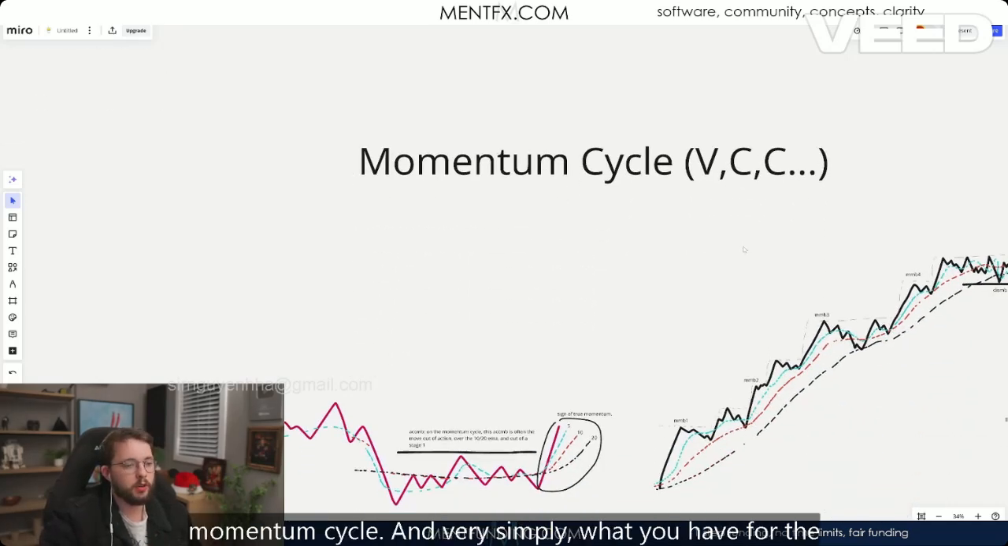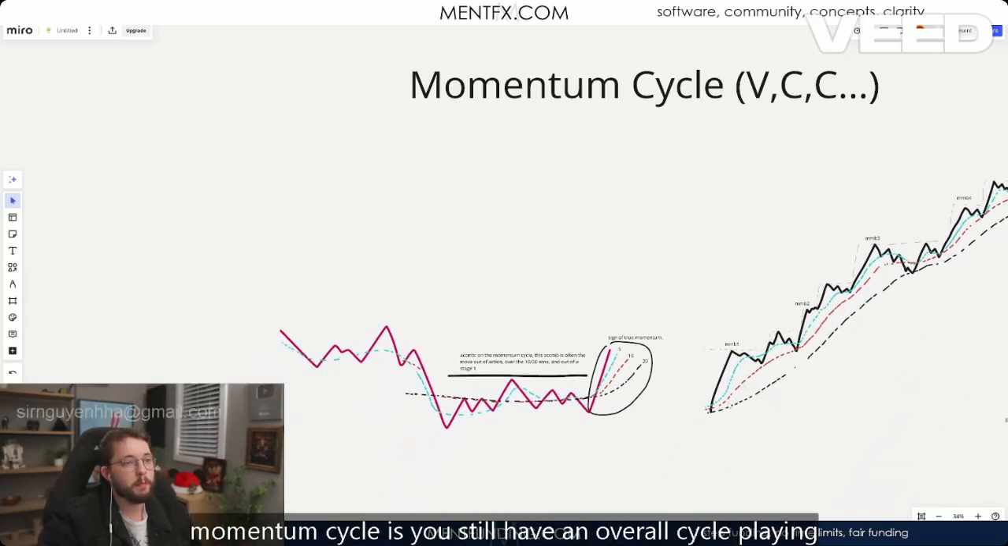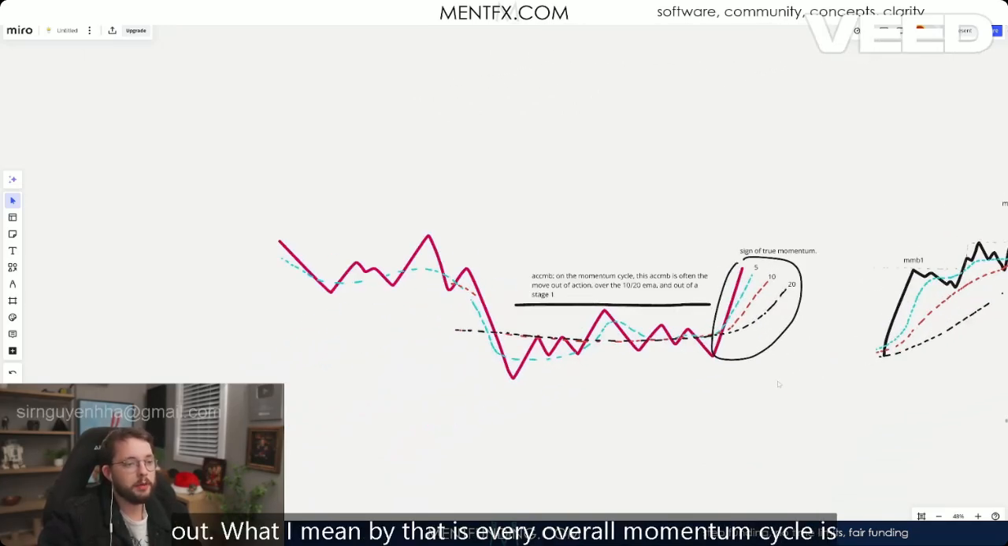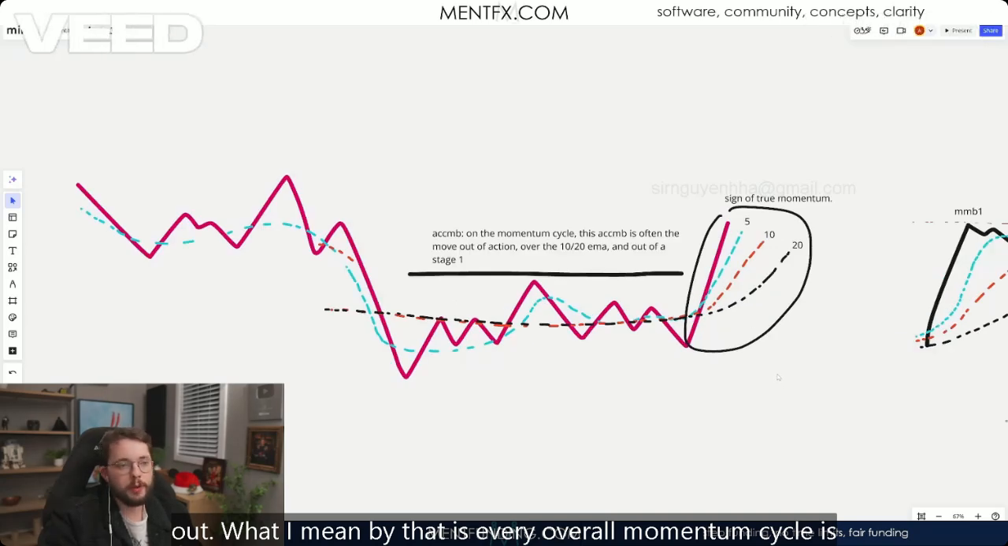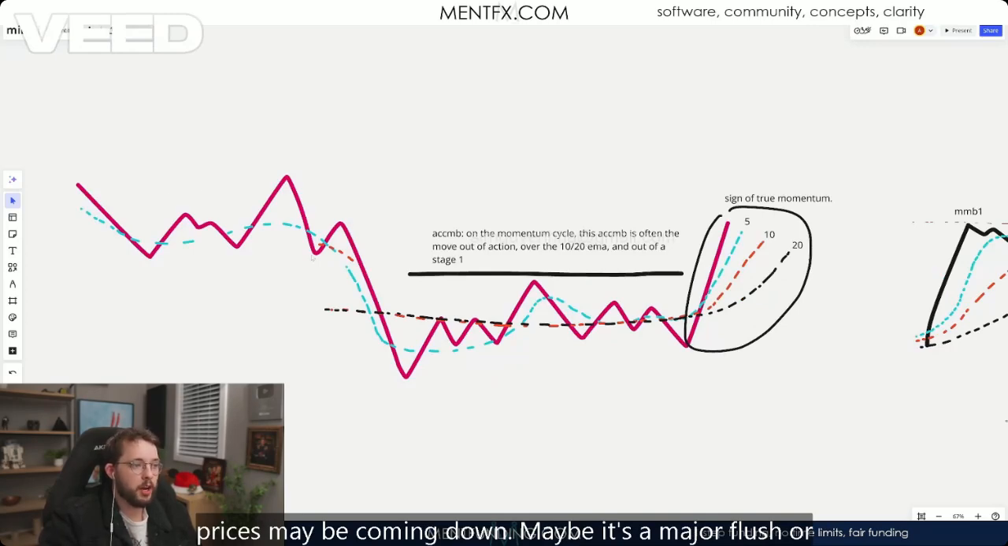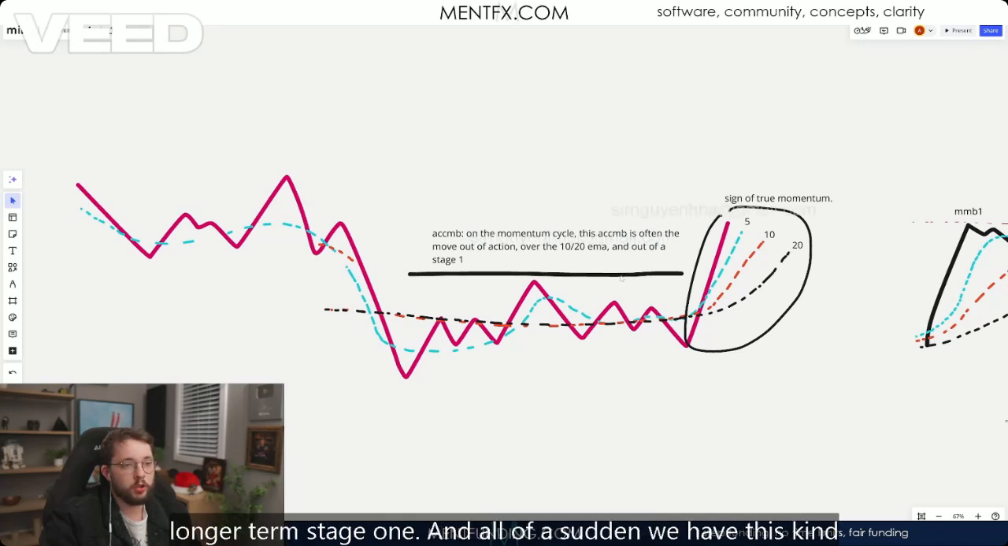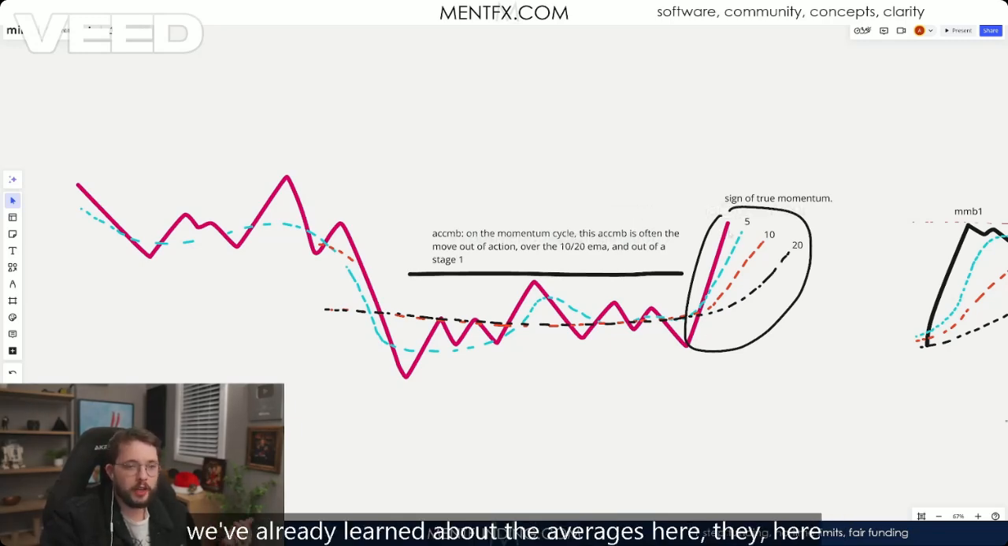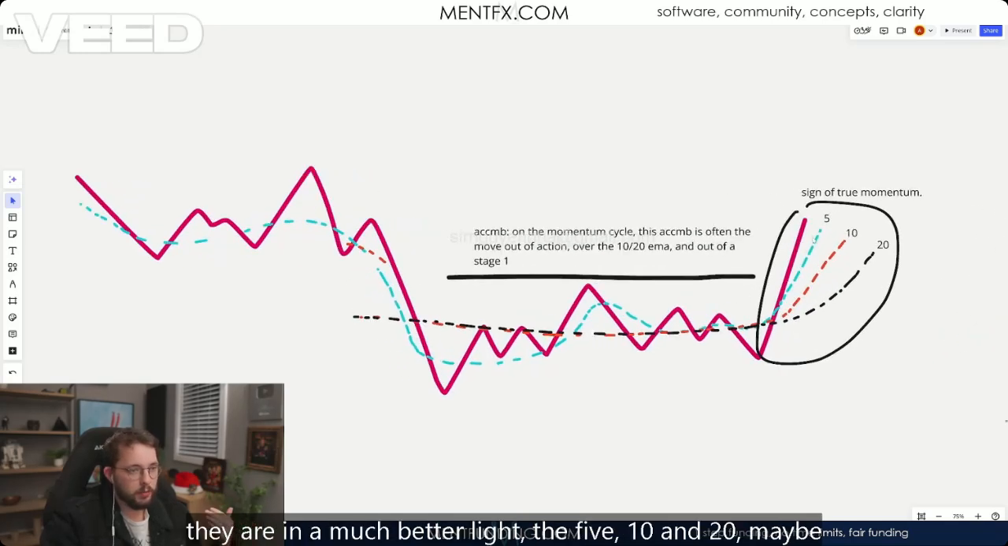There's a momentum cycle. And very simply, you still have an overall cycle playing out. What I mean by that is every overall momentum cycle is going to start with similar cycles that we're used to, where prices may be coming down, maybe it's a major flush or something along those lines. It starts building some kind of longer term stage one, and all of a sudden we have this sign of true momentum. Price starts to move higher, and as we've already learned about the averages, here they are in a much better light.